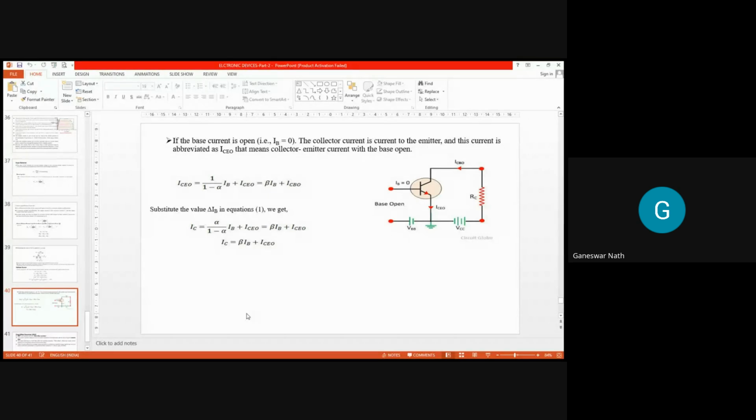So we have completed these transistors in detail. In transistors, we went through the BJT, the bipolar junction transistor. Then you can go for the FET and also the MOSFET.